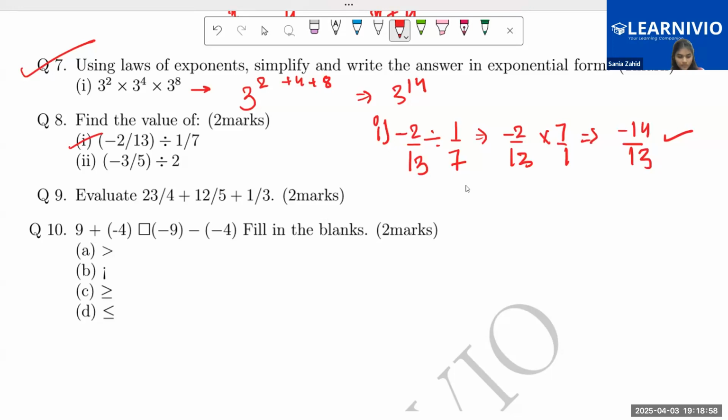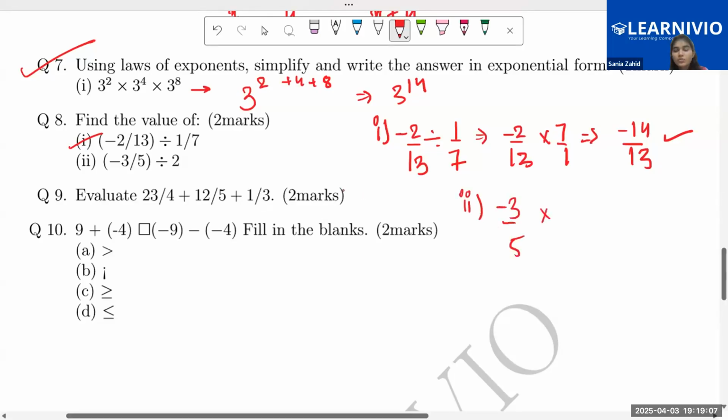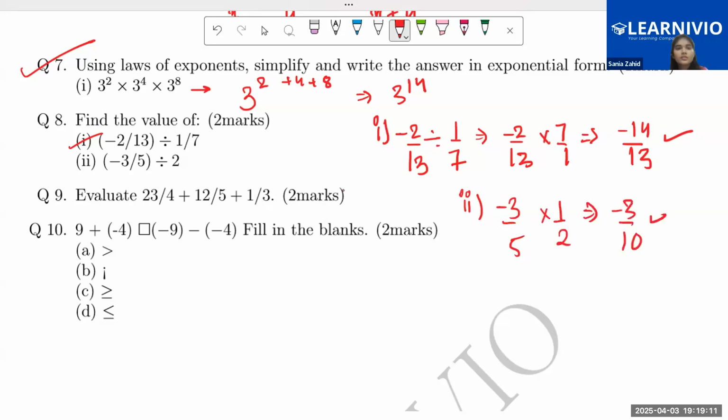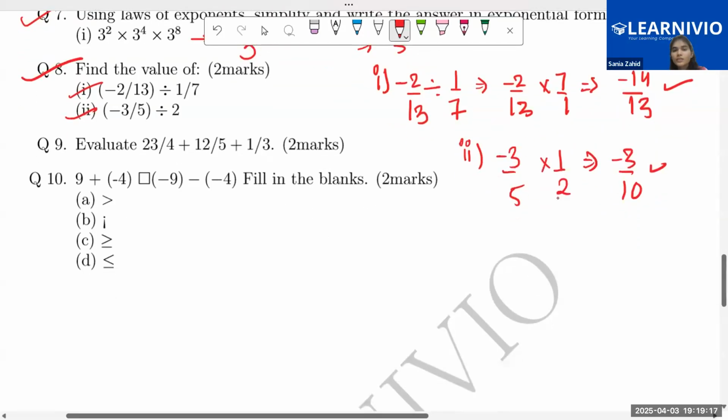Ma'am, minus 3 by 10. Minus 3 by 10. So you have minus 3 by 5 divided by 1 by 2. That gives you minus 3 by 10. Okay, good. Next is question 9. You have to evaluate this problem.